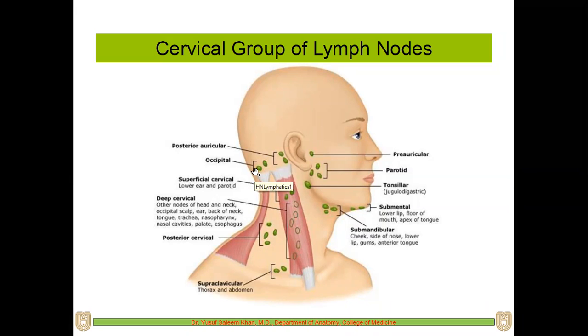Then we have the occipital group of lymph nodes, near the occiput. Near the parotid gland, we have the parotid nodes. Then inside we have the tonsil, and outside we have the jugulo-digastric group of lymph nodes. Then we have the submandibular as well as submental lymph nodes. Here in the neck, we have the superficial and deep cervical lymph nodes. We should remember that all these groups of lymph nodes finally drain into the deep cervical group of nodes, even the superficial cervical group.